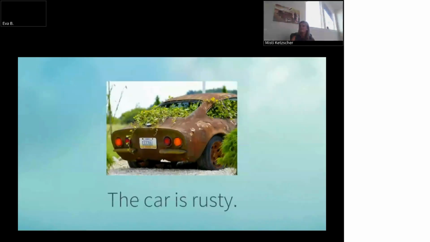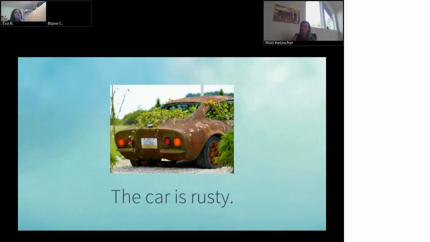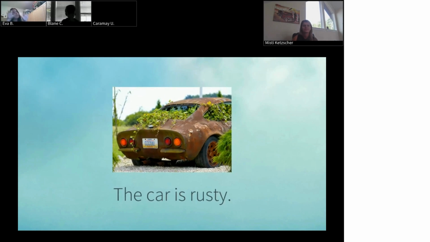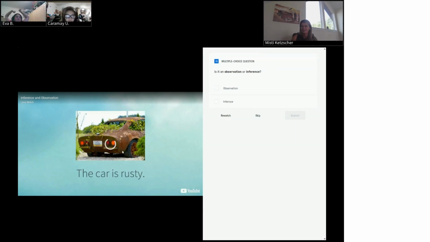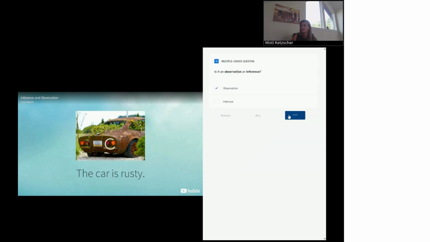The car is rusty. Would that be an observation or is it an inference? All right, Karamay. I think it's an observation. All right, you say that the car's rusty. Okay. Eva. Same. Okay, so we're gonna go with observation. You guys are correct. We can see here that it is rusty.